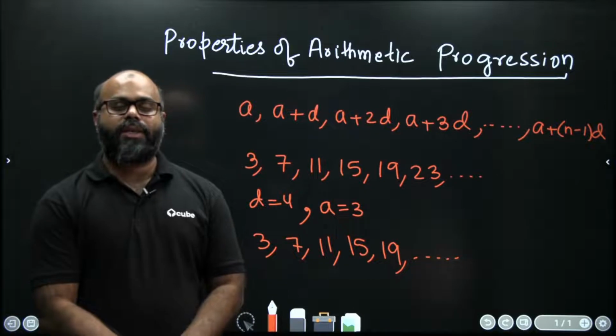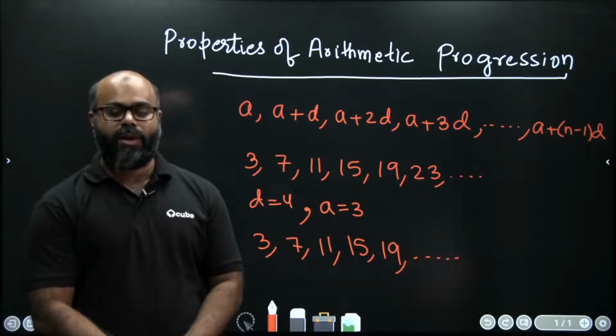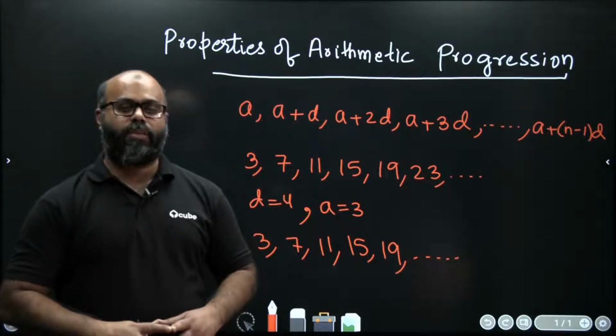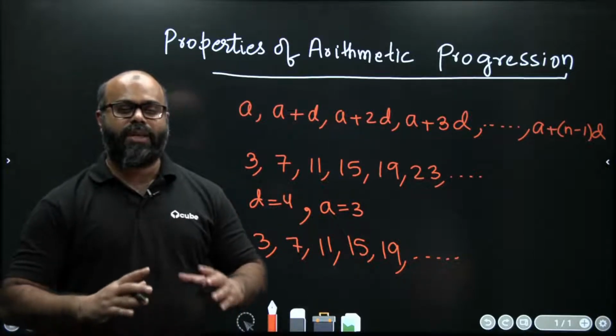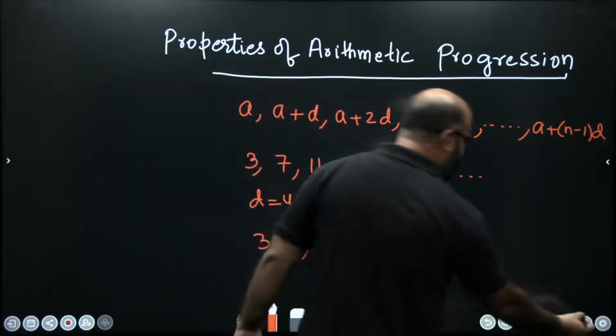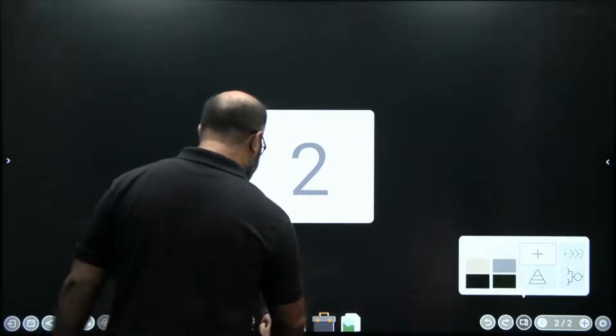We know many other things about arithmetic progression, like what is the nth term and what is the sum till the nth term, but I am not going into all those details because this is a very introductory class about the properties. So I will stick to the basic concept, that is the properties. What are the basic properties which we see in an arithmetic progression?